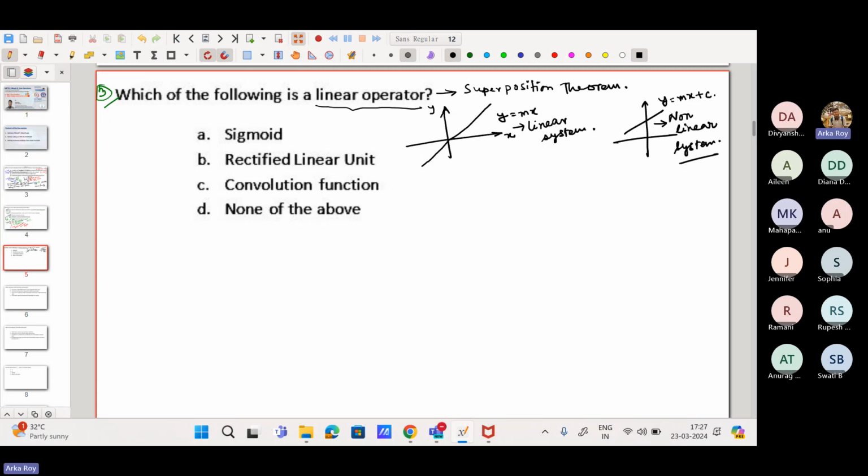For example, in electrical engineering, you have seen that we write V equal to IR. If you draw it, you will see the response is a straight line. Then for inductance also, phi equals Li, and for capacitance, Q equal to CV. All these relations are linear relations.